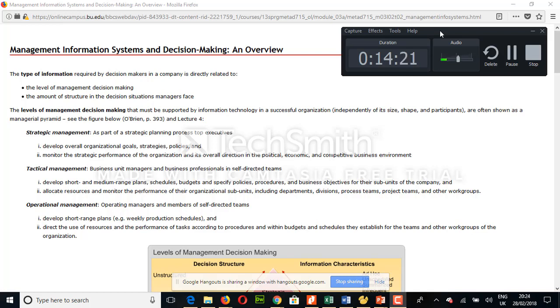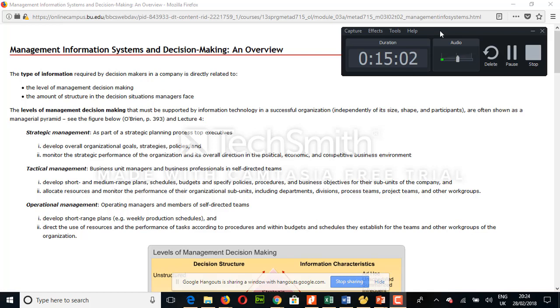Now, tactical management, I explained that tactical management will include senior managers, middle level to senior managers. In some textbooks, you see middle level management and senior level management. In usually American textbooks, you see tactical management, but it's the same thing as middle level or senior level managers.